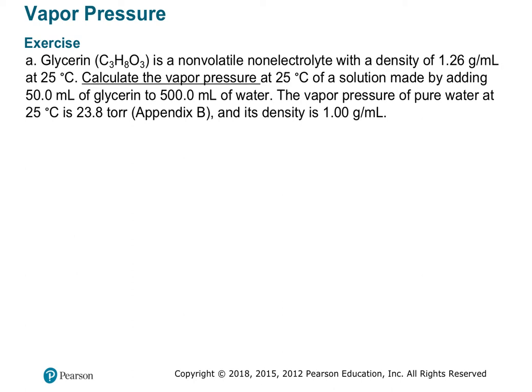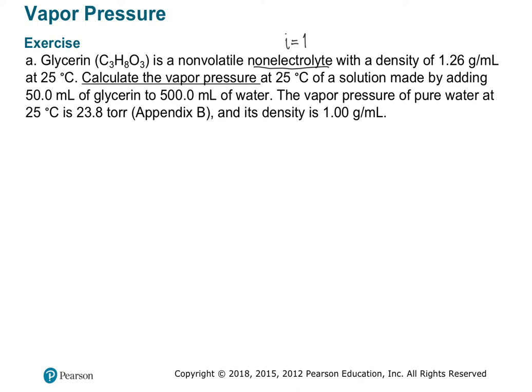So let's practice. If I have glycerin, it's a non-volatile non-electrolyte. So we're going to start to notice when we see non-electrolyte, that means that if I dissolve it into a solvent, it doesn't break into ions. So that means that its i equals 1. We're going to talk about i soon, but i is basically how many particles it broke into when it dissolves. So all non-electrolytes or molecular compounds will be 1.